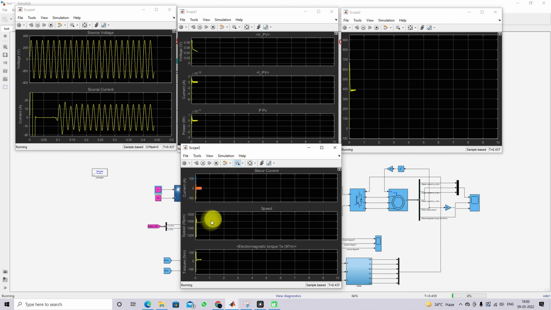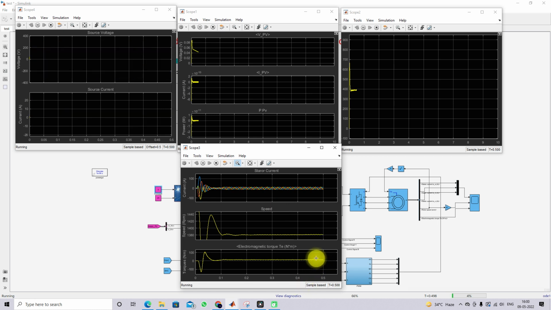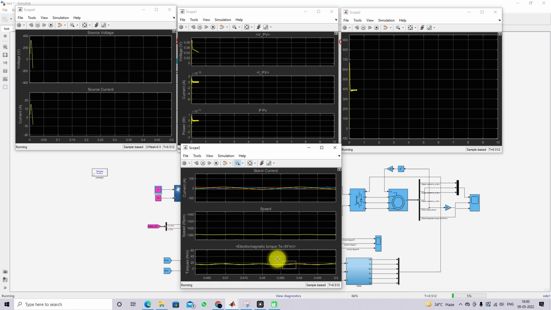Okay, and then you can see that the speed of the machine is maintained at around 1380 rpm, right? And then this is the torque of the machine. So torque of the machine is maintained at around 12 newton meter, right?